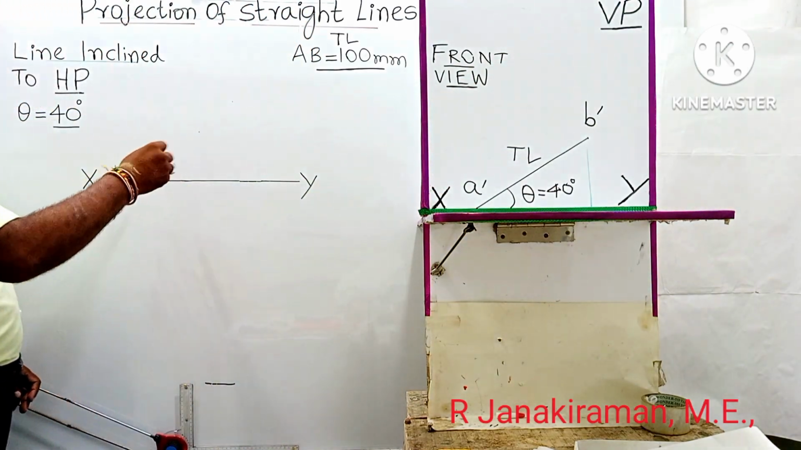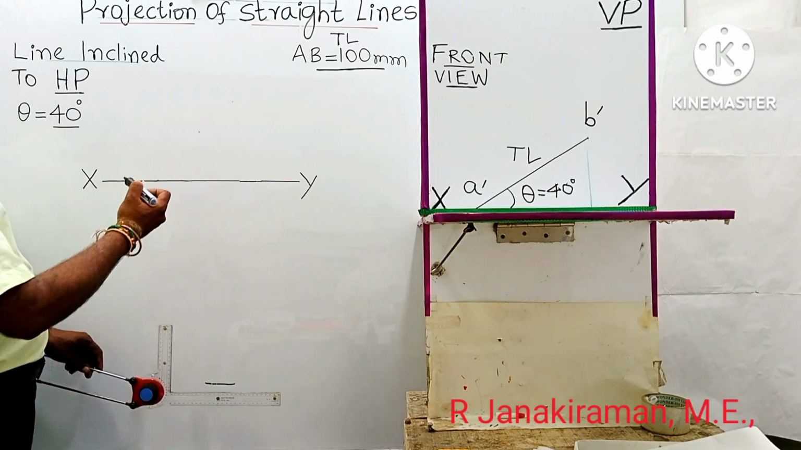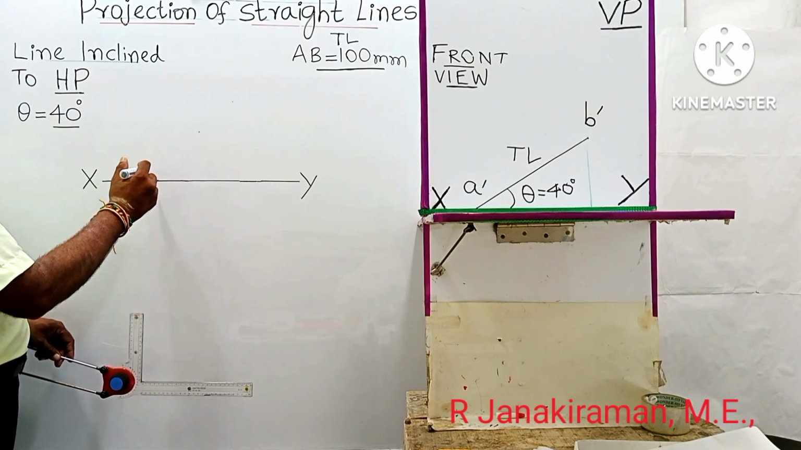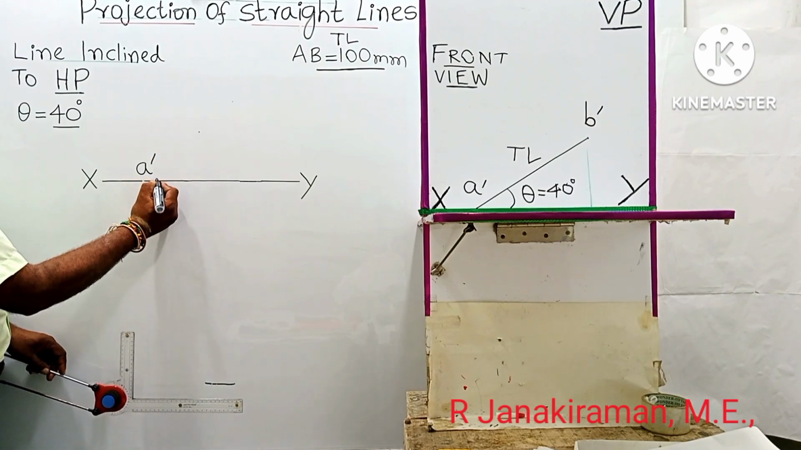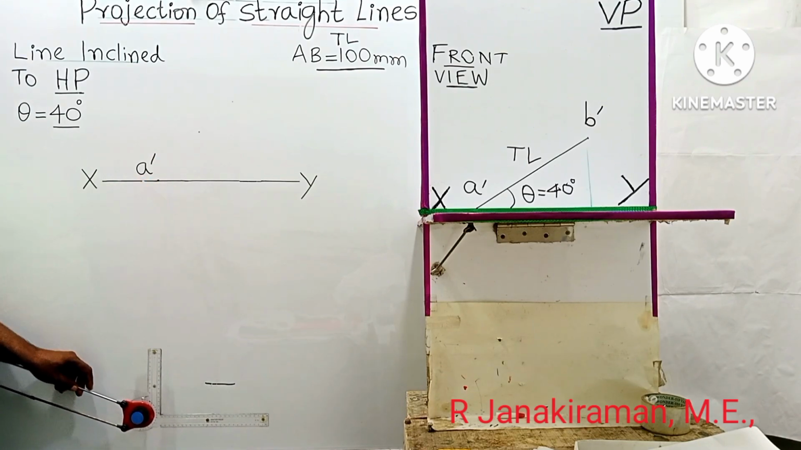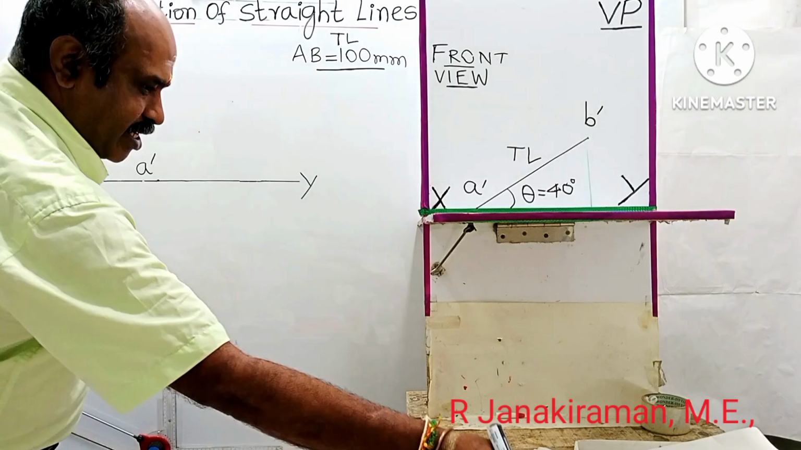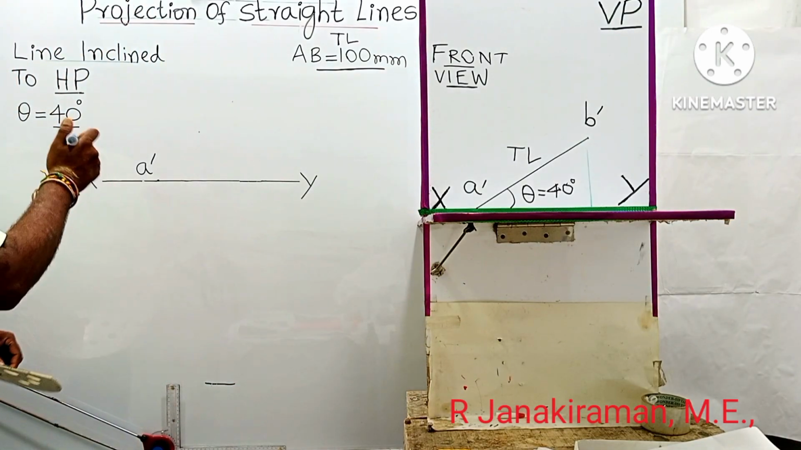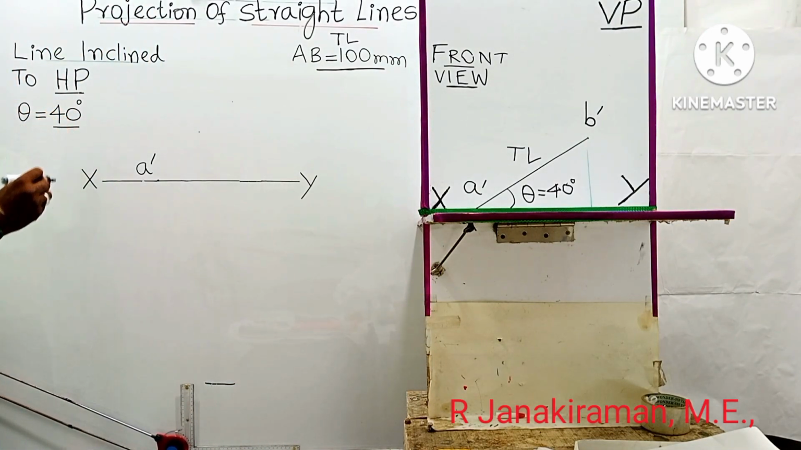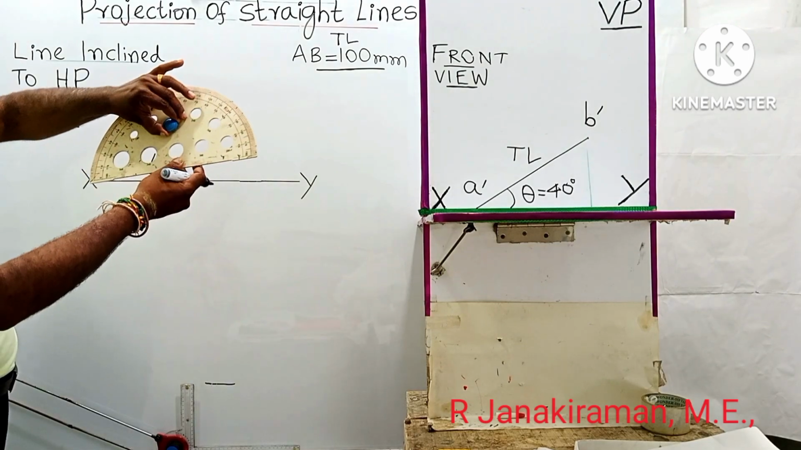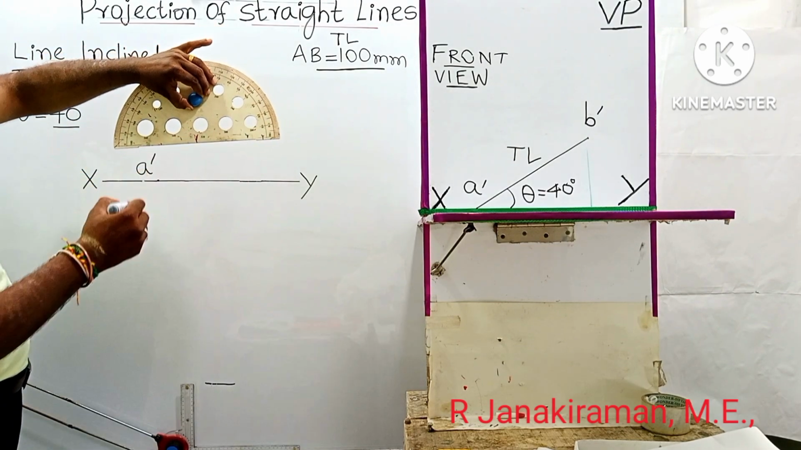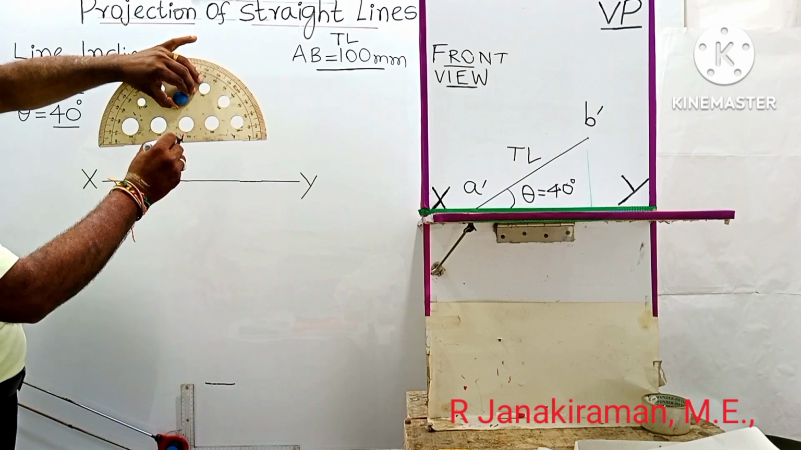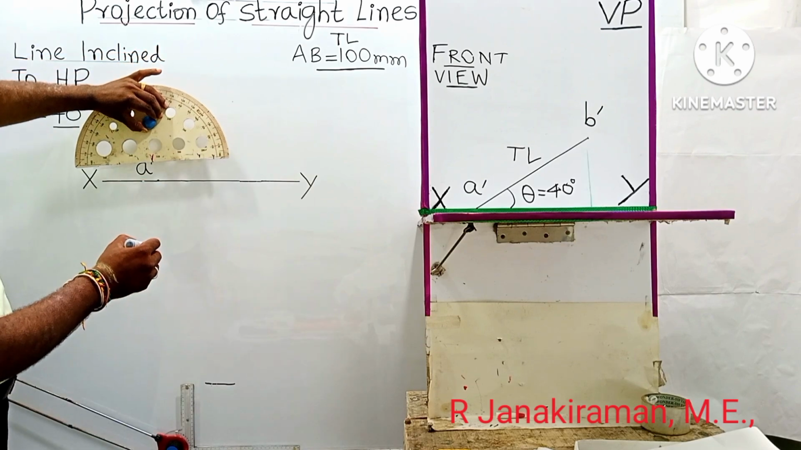After drawing the reference line called the XY line, mark any point on the XY line. This point is marked as a small a dash. One end point is projected on the XY line itself. Next, take your protractor. Theta is the angle of inclination with HP, given as 40 degrees. So this is a protractor. The baseline represents 0 degree. The 0 degree and this center point with 90 degree must coincide with A dash.